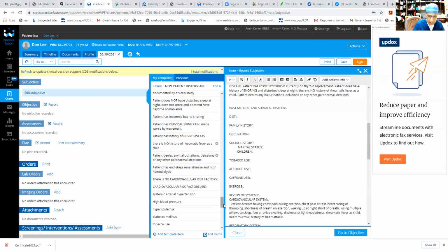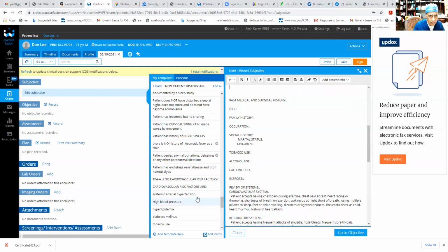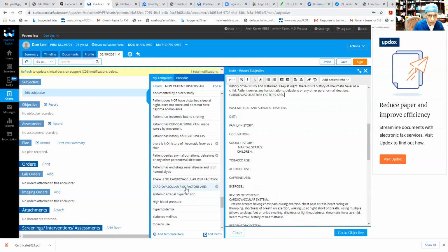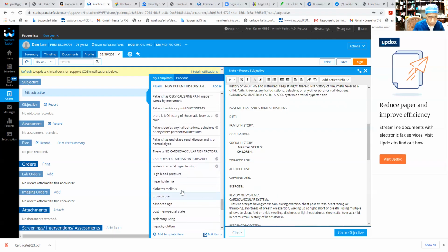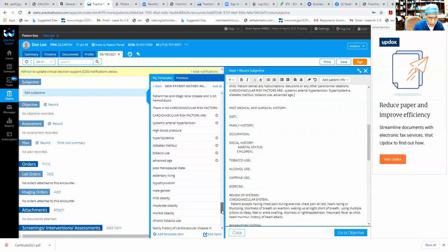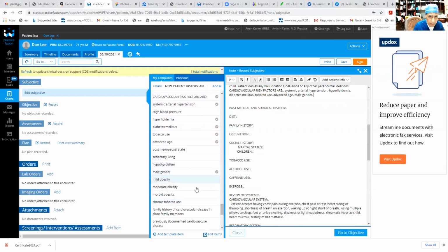That having done, then you create another line, and an important topic is cardiovascular risk factors: hypertension, hyperlipidemia, diabetes, tobacco use, advanced age, etc. Sedentary living, male gender. We never write male sex, you write male gender.